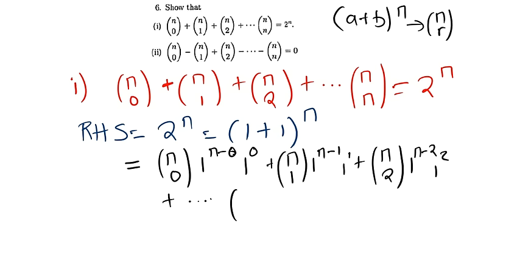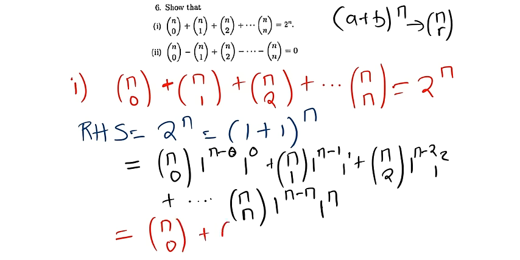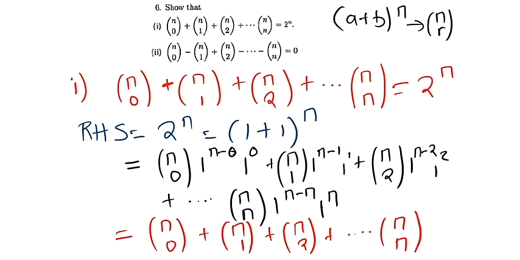The final term, which is n choose n, is going to be 1 raised to the power n minus n, and then 1 raised to the power n. You know that 1 raised to any power still remains 1, right? So this will just mean that we're going to remain with n choose 0 plus n choose 1 plus n choose 2 plus, until we get to the last term, which is n choose n. So we can now see that the left hand side has become equal to the right hand side. So left hand side is equal to right hand side, hence shown.